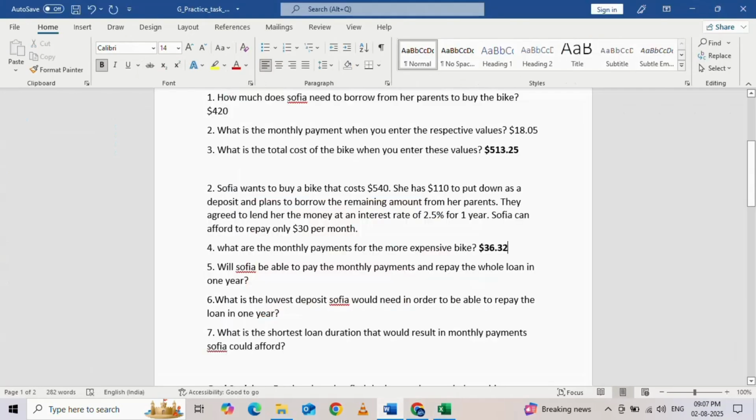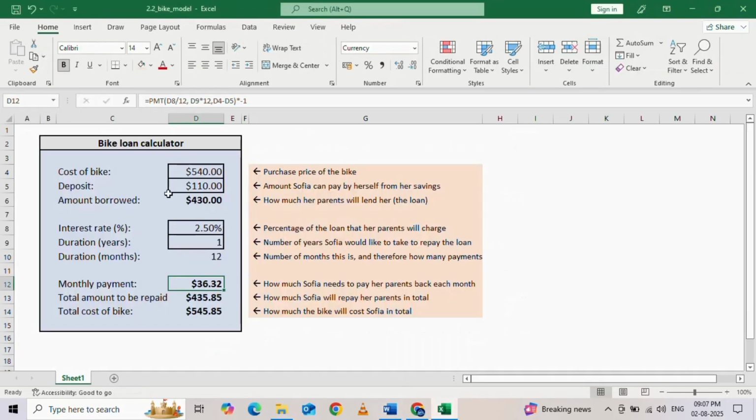Will Sophia be able to pay the monthly payments and repay the whole loan in 1 year? Actually, in the question, they stated that Sophia can afford to repay only $30 per month. But according to the values in our data model, she needs to pay $36.32 for each month, but she could afford only $30.